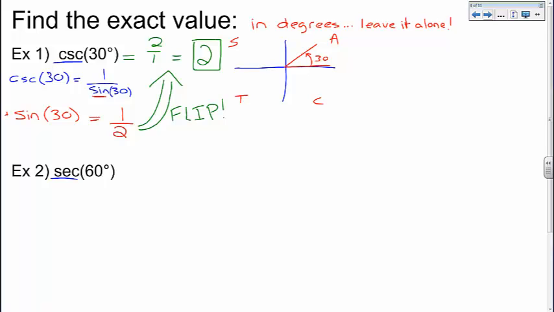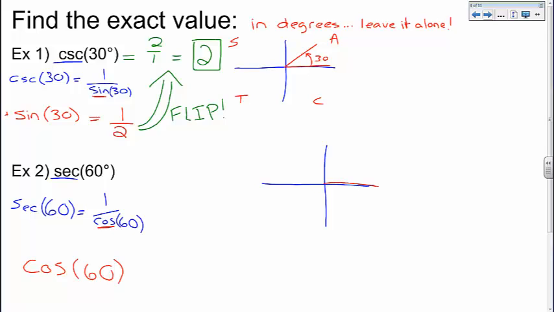In example 2, I have the secant of a given angle, in this case 60 degrees. Remember that the secant of any angle is equal to the reciprocal value of the cosine of that angle. In this case, the reciprocal of cosine of 60. So I'm going to look at the cosine of 60.